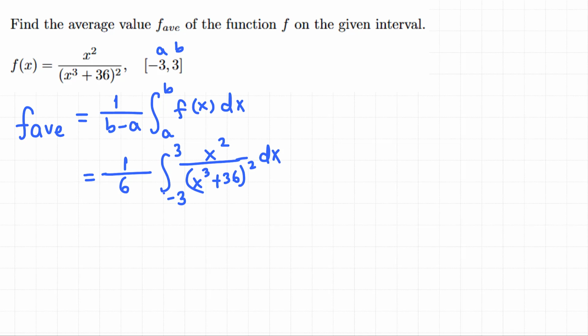Now we need to evaluate this integral, which is a fraction, and there is no fraction rule. That means we need to do u substitution, because there is something more complicated on the bottom, which is squared, meaning this inside function is u. So we let u be x cubed plus 36 so that we can simplify this problem.